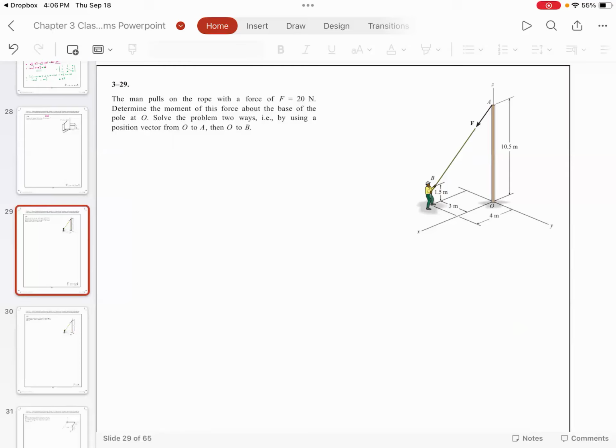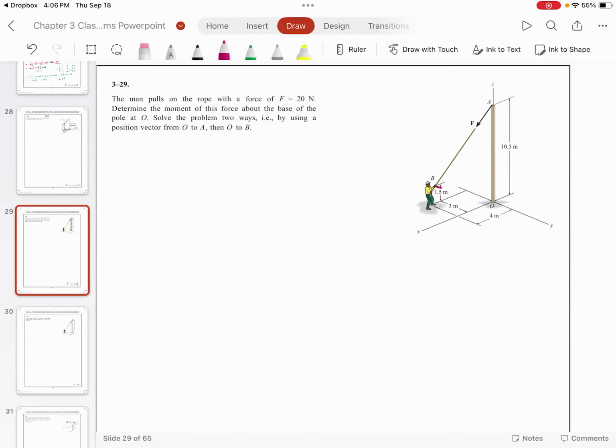You can resolve the force about x, about y, about z, and take the moment. Or you can represent this force as a vector. Right now, the force F of 20 Newton tells you the magnitude of the force. It does not tell you about the direction of the force. You agree with me? Then we have to find out the moment of this force at the base of the pole O. So I need to find out the position vector OB. And somehow I need to find out this vector F. How can I represent the force of magnitude 20 newtons as a vector?